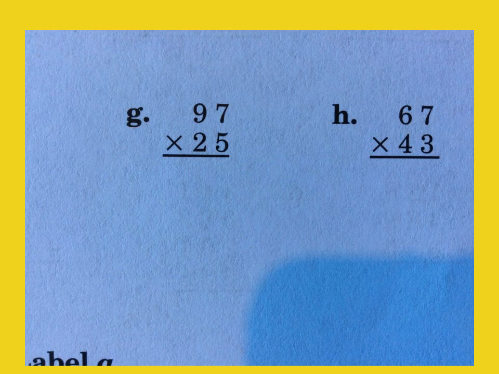G. 5 times 7 is 35. So I'll put a 5 here, carry the 3. 5 times 9 is 45. Plus the 3 would be 48.